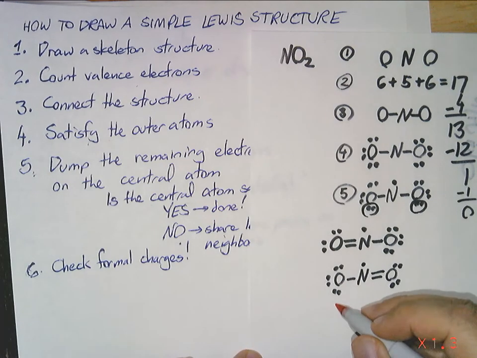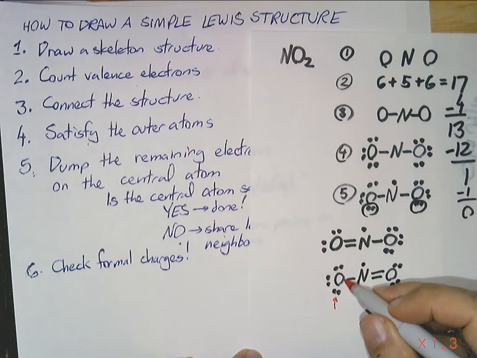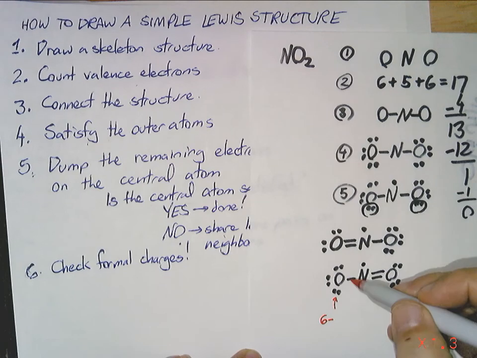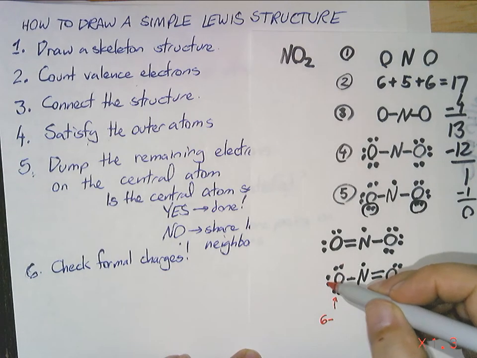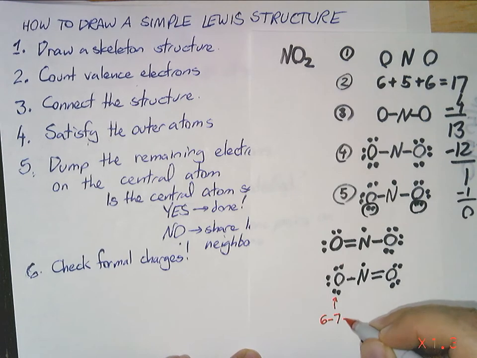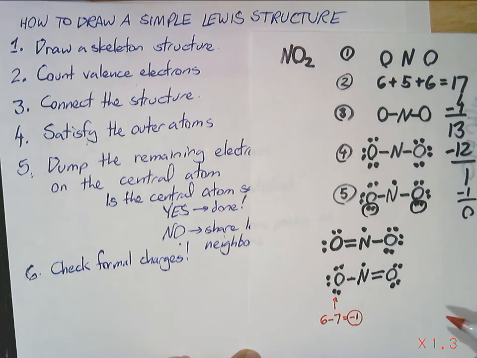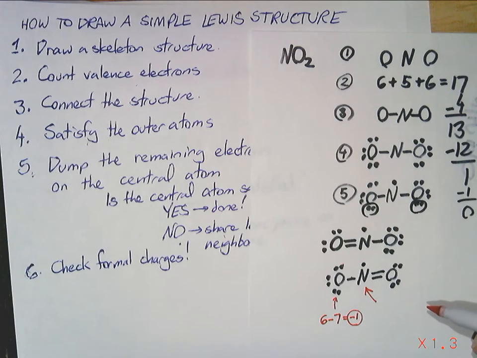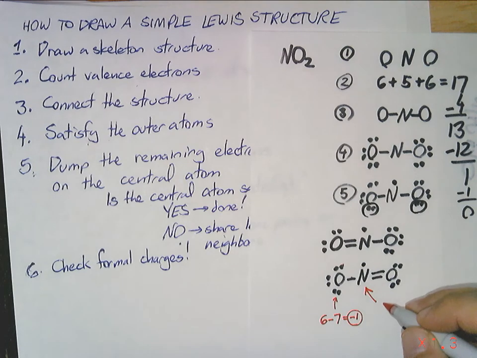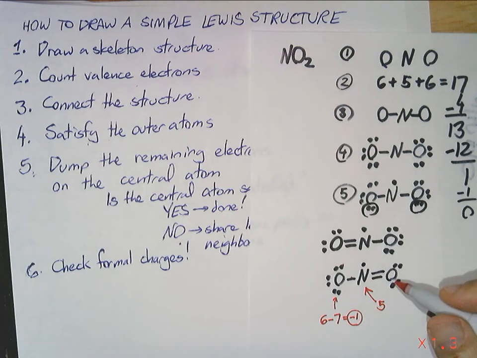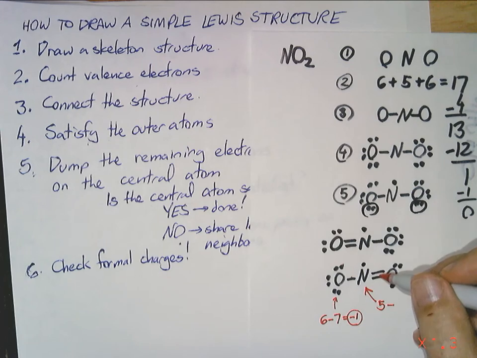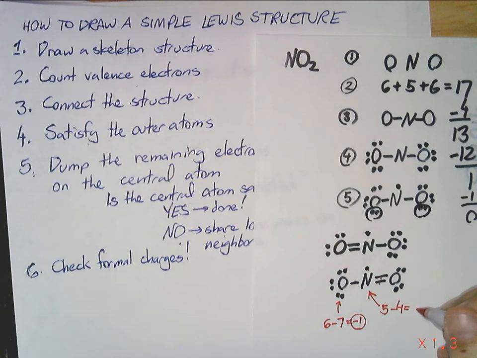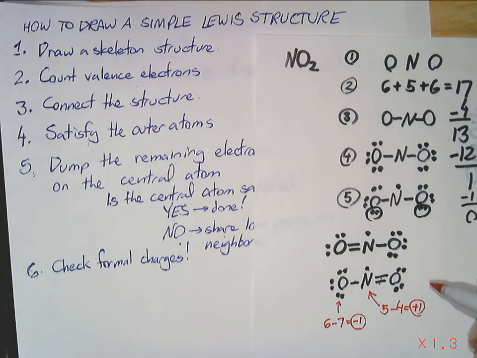Let's do it for this bottom one. It's the number of valence electrons the oxygen has, 6, minus the number of sticks and dots. 1, 2, 3, 4, 5, 6, 7 sticks and dots. So that's got a formal charge of -1. How about the nitrogen? It's got 5 valence electrons on the periodic table, minus how many sticks and dots? 1, 2, 3, 4. It's got a +1 formal charge.